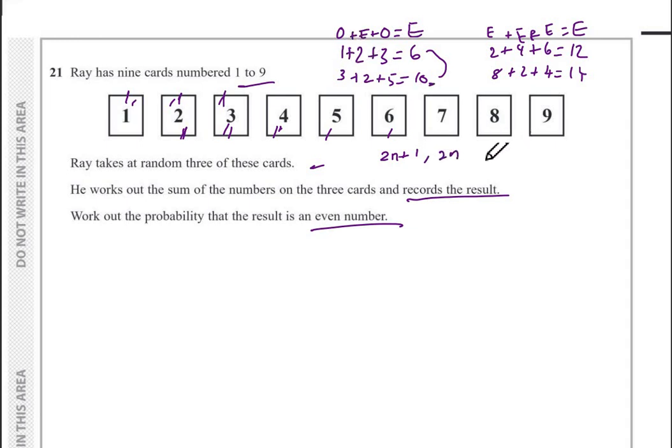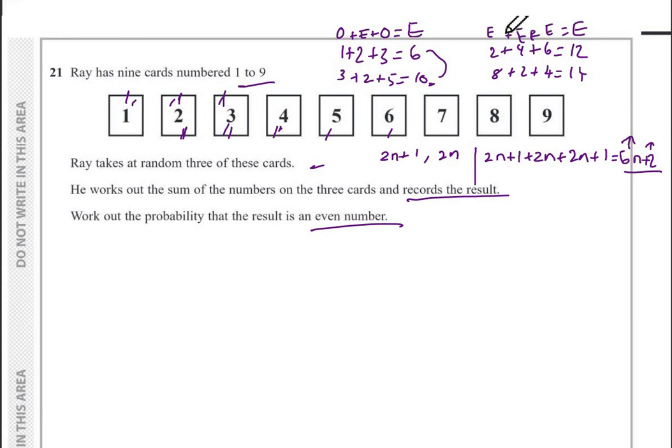So if I add an odd number, 2n plus 1, plus an even number, plus 2n, plus another odd number, that's 2n plus 1. What do I get? 2n plus 2n plus 2n is 6n, 6n plus 2. And notice that 6n plus 2 would also be another even number, right? Because we have an even number here, which is the 6n, and we're adding another even number, which is 2.